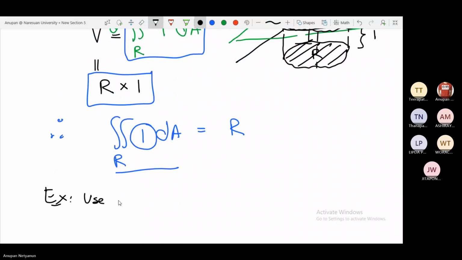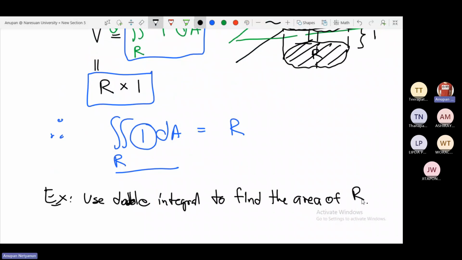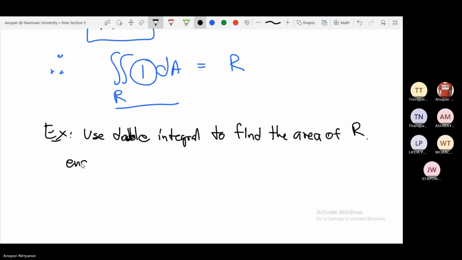So let me give you an example, which is: use double integral to find the area of region R enclosed by y equal x squared over 2 and y equal 2x, okay?